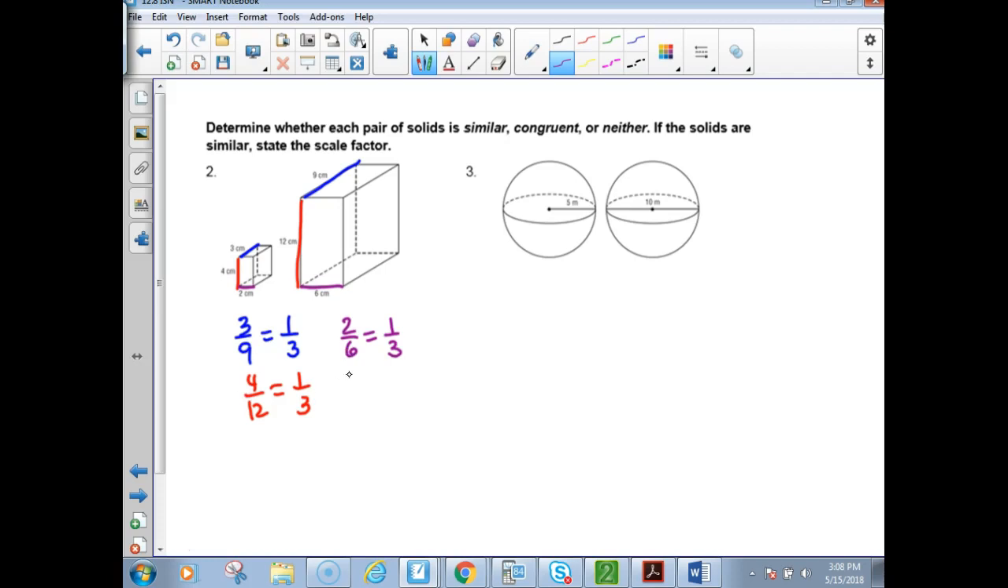So all of the ratios of the corresponding sides are the same. So the scale factor is 1/3. If the solids are similar, state the scale factor, that's what we want. The scale factor is 1/3.